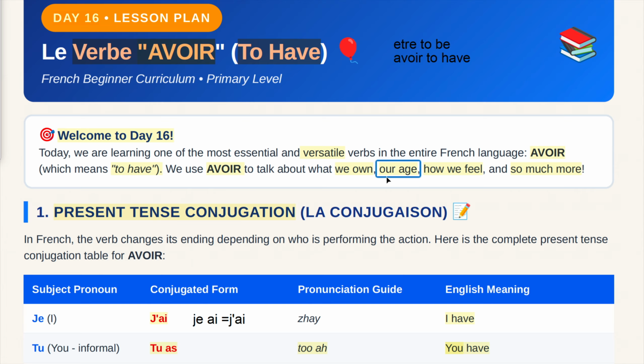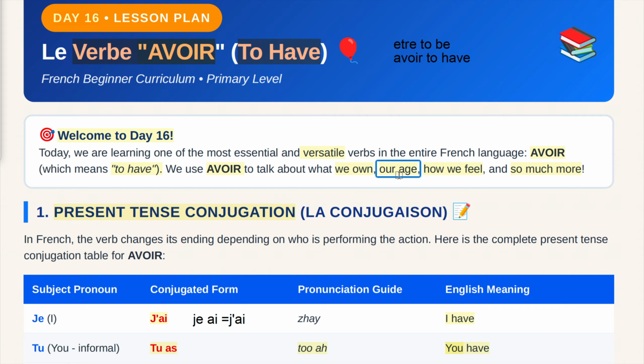D'accord? And the second thing is age. D'accord? Your age is a matter of avoir. In English, if I compare English to French, if I'm saying I am 20, d'accord? I am 20. So you would be saying, I am means je suis, as mentioned before. So it should be je suis 20. D'accord? Je suis 20. I am 20.